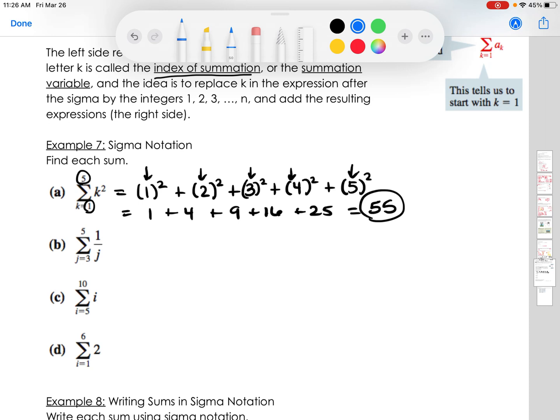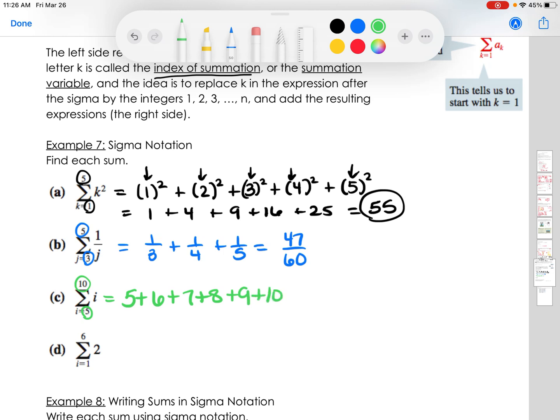Okay. For the next one, same kind of concept, but we're going from 3 to 5. So 1 over 3 plus 1 over 4 plus 1 over 5. And in our calculator, that's going to give us 47 over 60. Okay. The next one, we're going from 5 to 10, just plugging into i. So 5 plus 6 plus 7 plus 8 plus 9 plus 10. That's going to give us 45. Okay. Same kind of concept here. When i is 1, well, there's no i. When i is 2, when i is 3, when i is 4, when i is 5, and when i is 6, we're going to get 12 there. There wasn't an i to plug in, but I do need the equation for each of the different i's that we have. Okay.